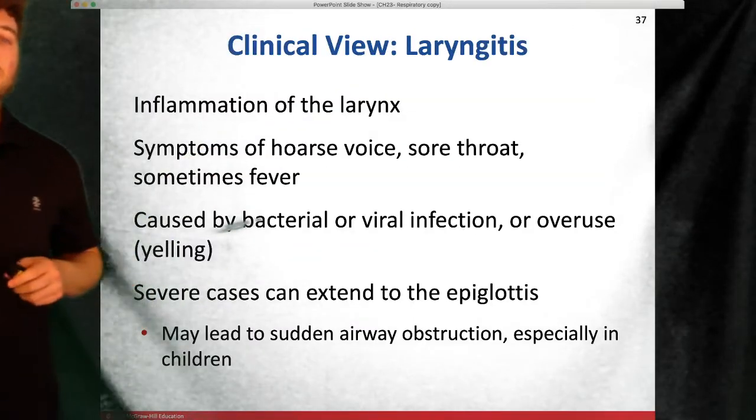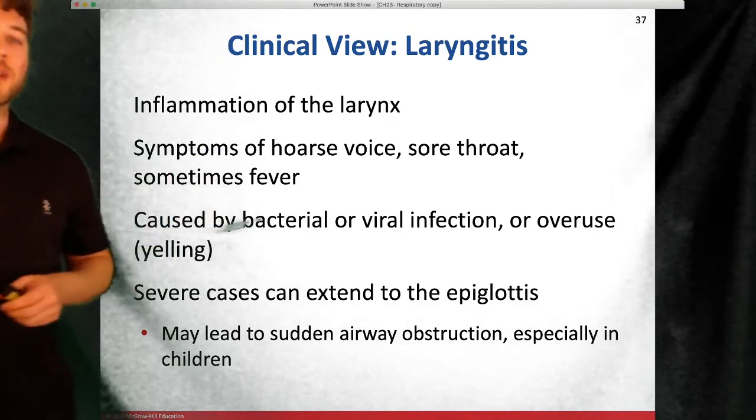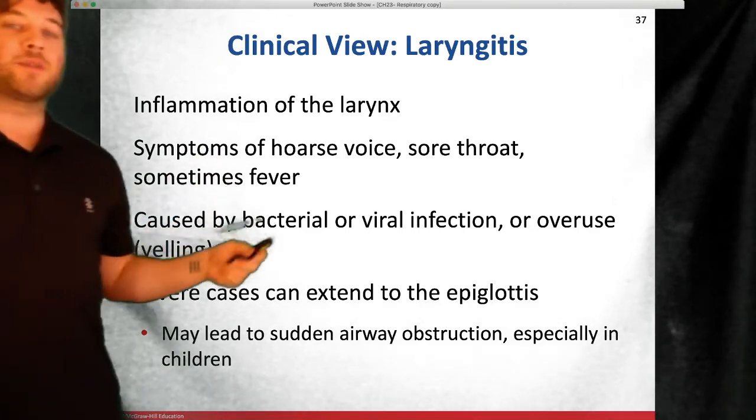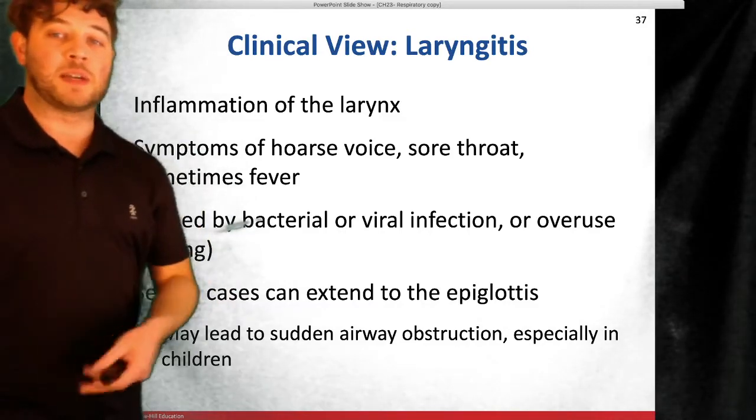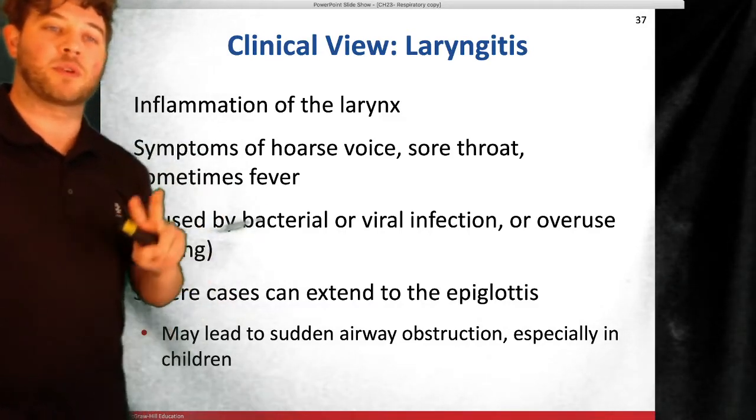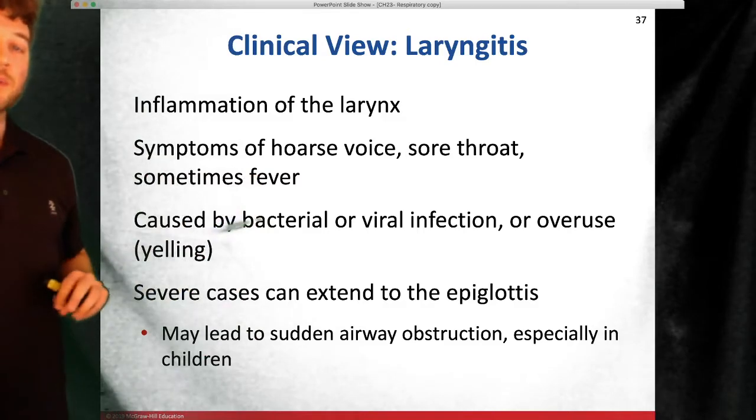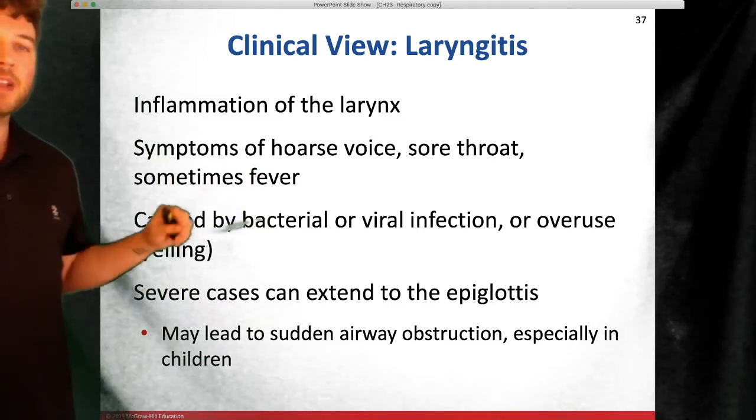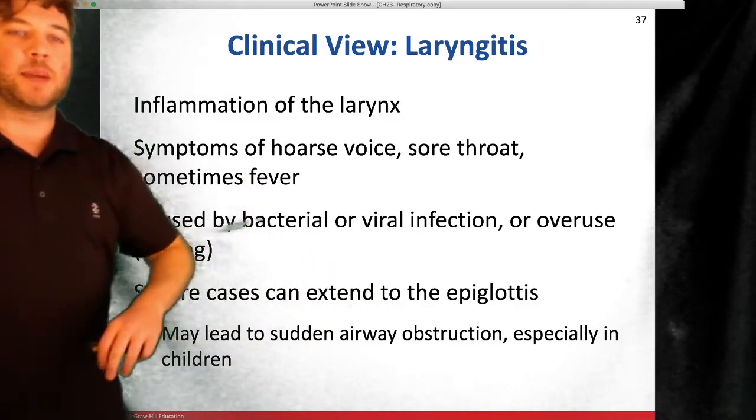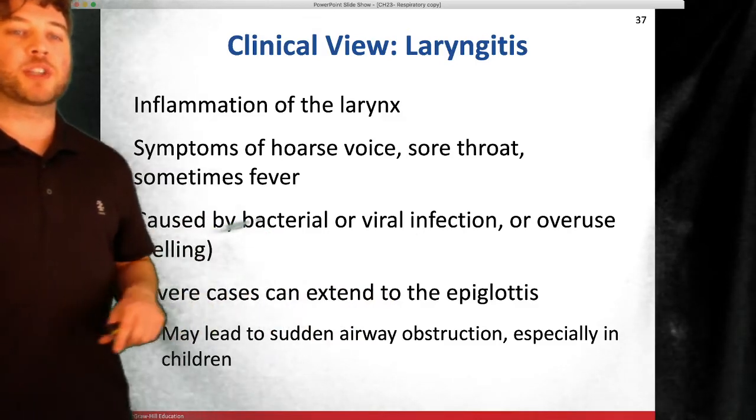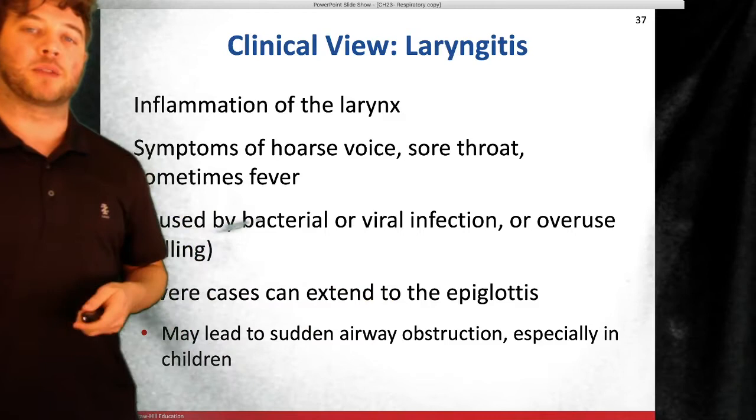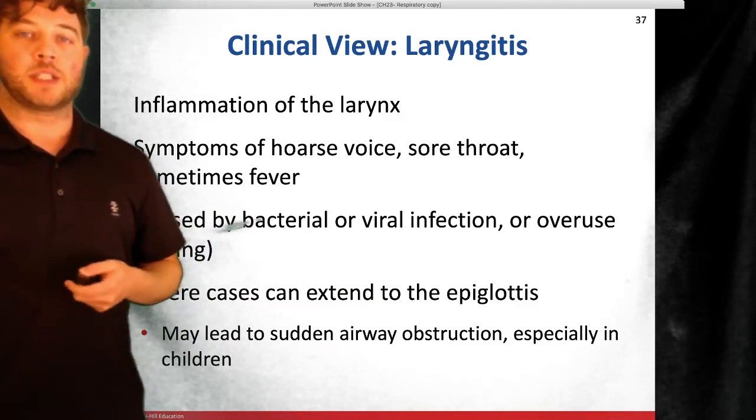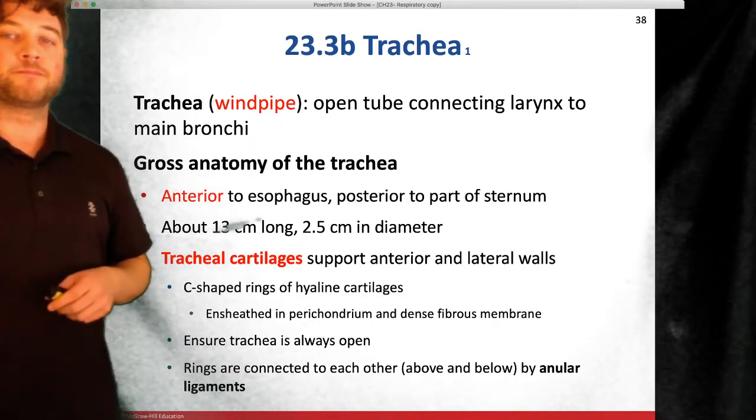Laryngitis is inflammation of the larynx: hoarse voice, sore throat, sometimes a fever, caused by bacterial or viral infection or overuse, yelling or just talking. That's why this lecture is going to be 2 separate ones as opposed to just one 2-hour lecture where I'm talking the whole time. Severe cases can extend into the epiglottis, leading to a sudden airway obstruction, especially in children. If that epiglottis starts to swell and become inflamed, it can block the laryngeal inlet, reducing airflow.